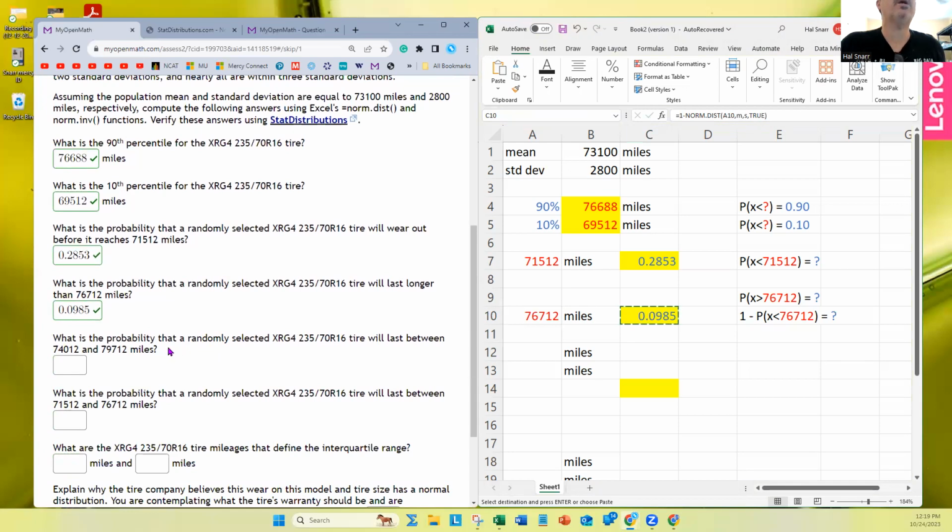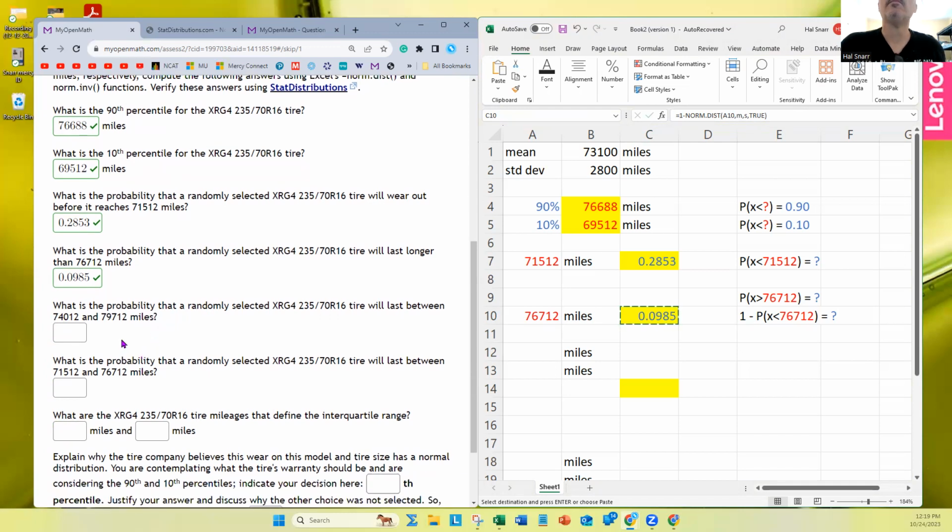Now we need to know what is the probability that a randomly selected tire will last between these two tire mileages, right? I'm going to do the work right here. Okay, so the first thing I do is I have to copy this number. I'm going to copy the bigger number of miles on top, and the smaller number of miles on the bottom, below it.